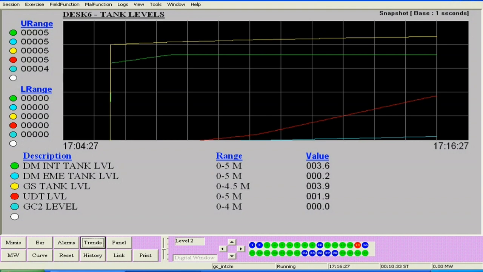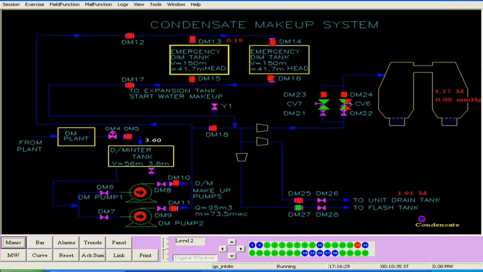At the same time you can go to the condenser and check the level there also. We have to fill up the condenser up to the 3 meter level.